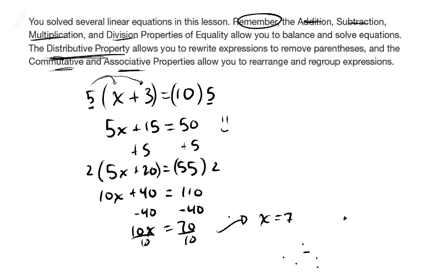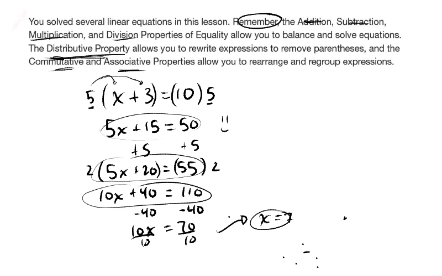Now, this solution, x is 7, if it is a solution, will satisfy this equation, this equation, this equation, and of course it will satisfy the original equation. Because I'm applying the properties of equality to the original equation, everything that I get along the way has to be equal to the things before it.